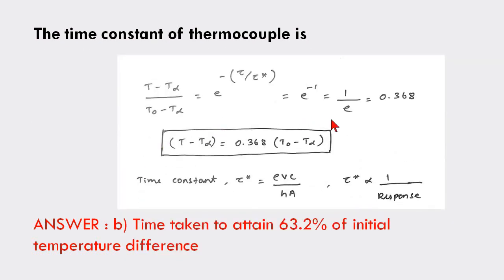Okay, so don't get confused here. What they have asked is the time constant for a thermocouple to attain. Okay, so to attain is, if you consider 36.8%, just subtract it from 100%, what you will get? 63.2%. Okay, to attain 63.2% of the initial temperature difference, that is the time constant of a thermocouple.